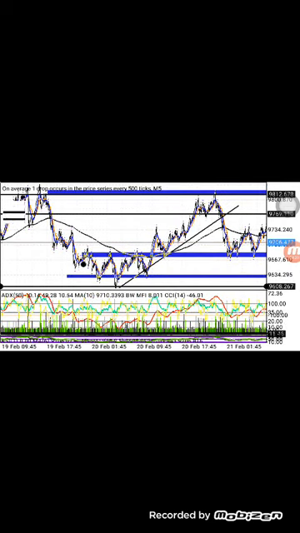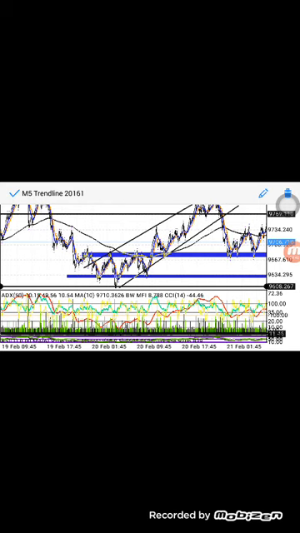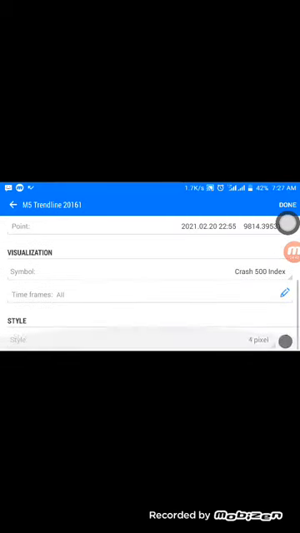And let us make it a channel. Sometimes I make it a channel to know where the pullback will occur. If I make this a channel like this, you see this is a channel. Let me use a red line so you see it really clearly. You see it's very clear, guys.